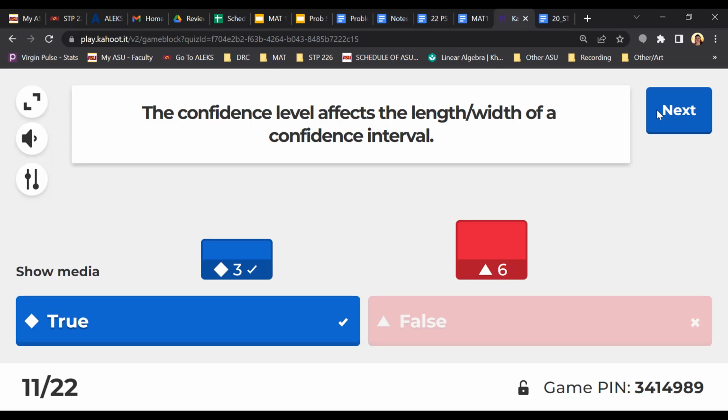All right, so the confidence level, if I say like 99% confidence, that would make the interval wider, right? Or if I said 95% confidence, that would make it smaller. So the more confident I am, the wider the interval. So I'm more confident that I'm going to catch the correct answer. So confidence level does affect the width. The more confident I am, the higher the number of the confidence level, the wider my confidence interval will be.